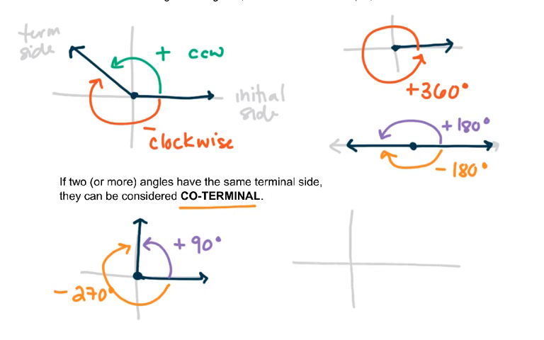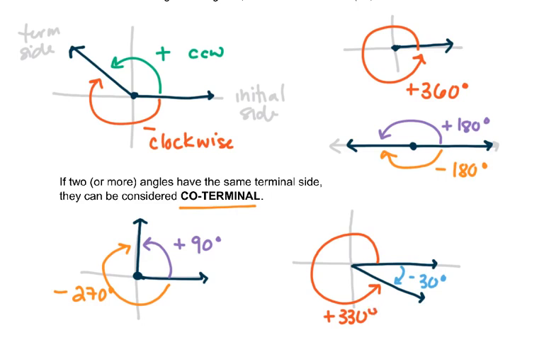Another situation we could have, maybe we have an angle that looks like this. Suppose that is a negative 30 degree angle. Well, if we wanted to think about that as a positive coterminal angle, that would be positive 330 degrees.